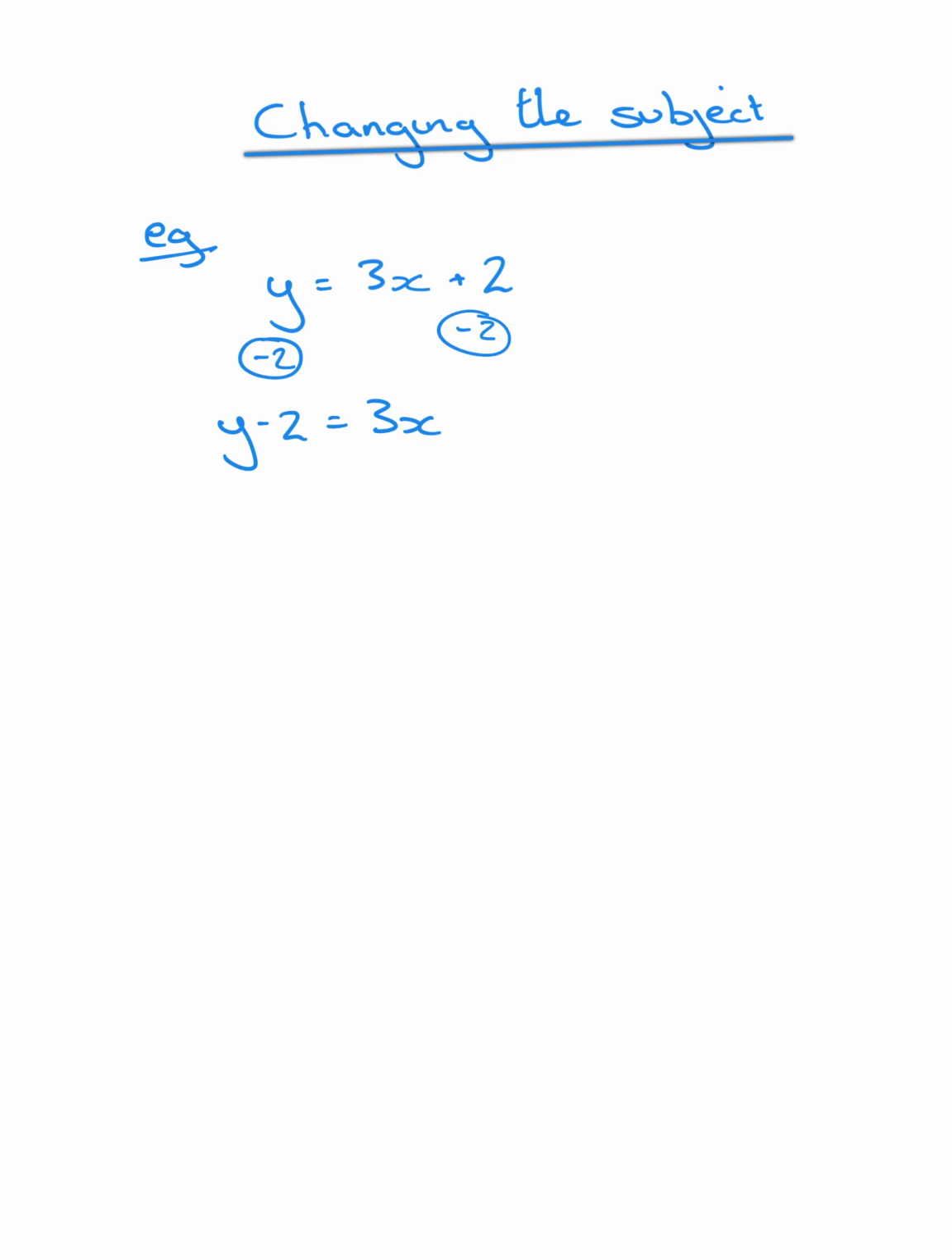And the first thing that was done to the x originally was it was multiplied by 3. So the last thing I'm going to do is the opposite of that. I'm going to divide by 3. So divide by 3 here, and divide by 3 here, leaving me with y minus 2 over 3 equals x. Just ensuring that this fraction covers the whole of the expression, because I needed to divide by the whole of that left-hand side.